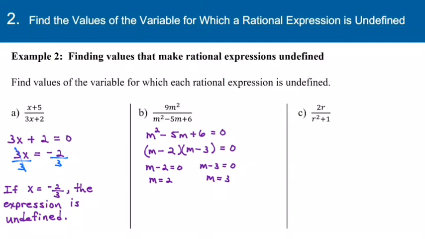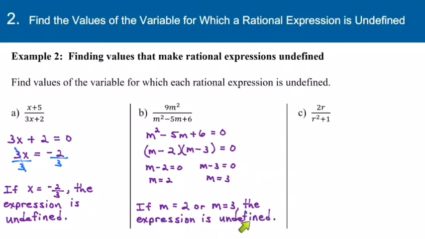So now we can say that if m equals 2 or if m equals 3, the expression is undefined. Because if either one of those things is true, the denominator is equal to 0. That's what makes the expression undefined.